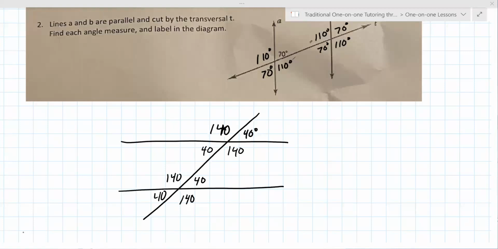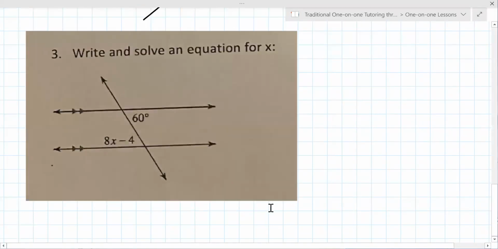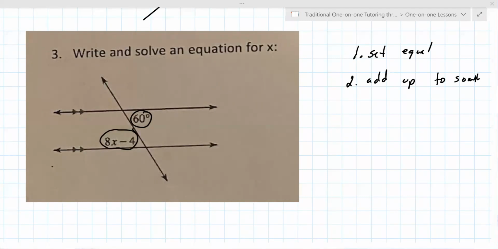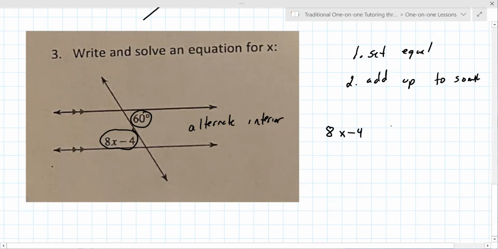So let's look at question 3. As I mentioned before, there are two things in geometry. One is you set equal. The second is they add up to something. So the question is, are 60 and 8x minus 4 equal, or do they add up to something? Well, they're alternate interior, so they're equal. Yes, that's the key. So you have to set them equal: 8x minus 4 equals 60.